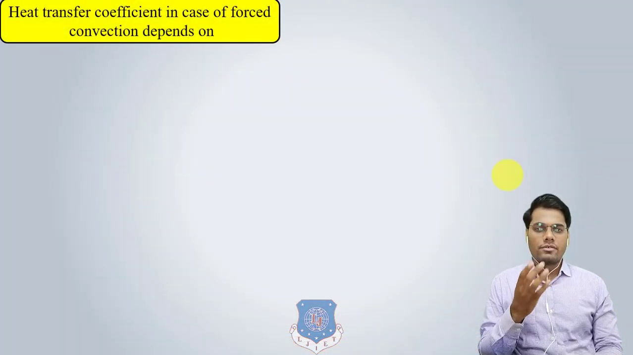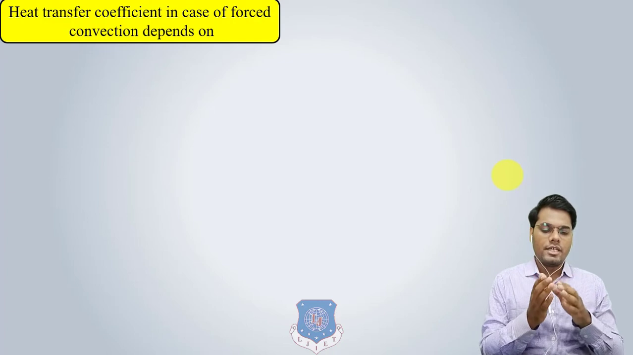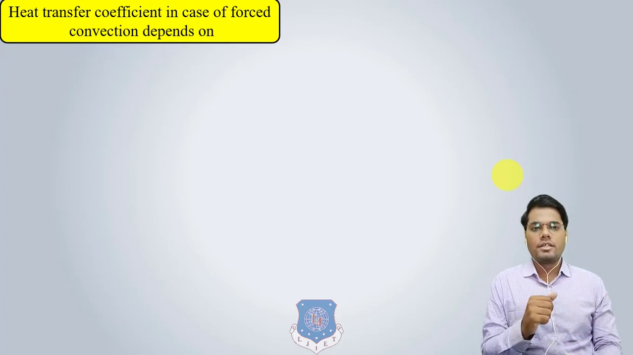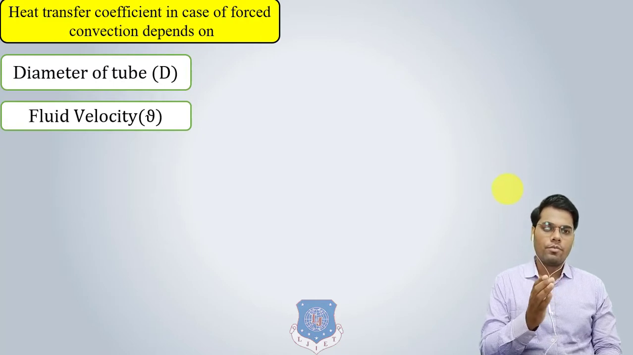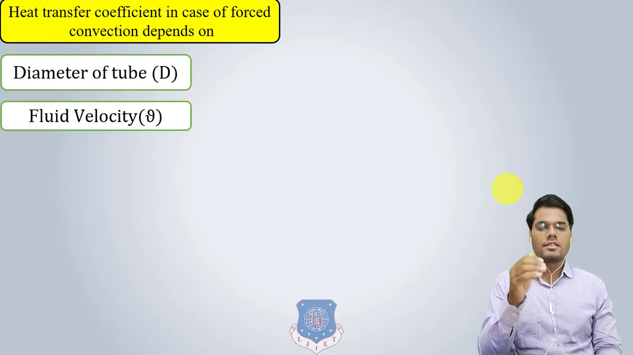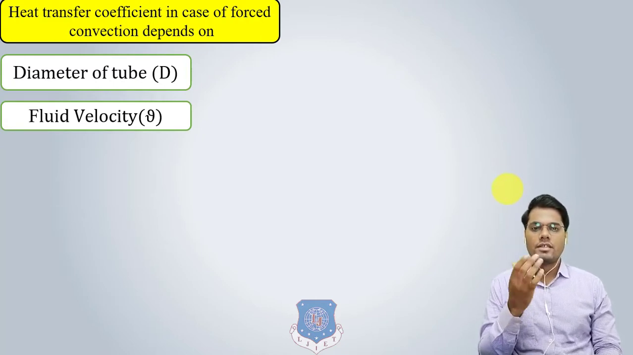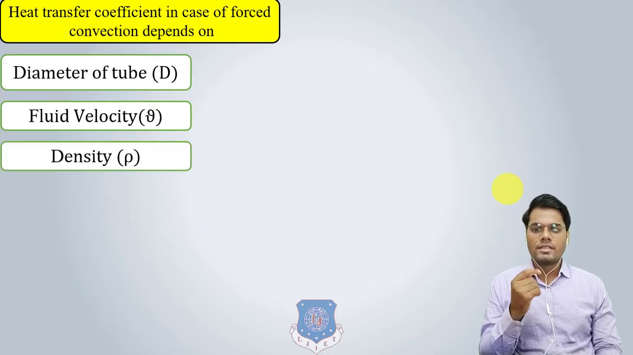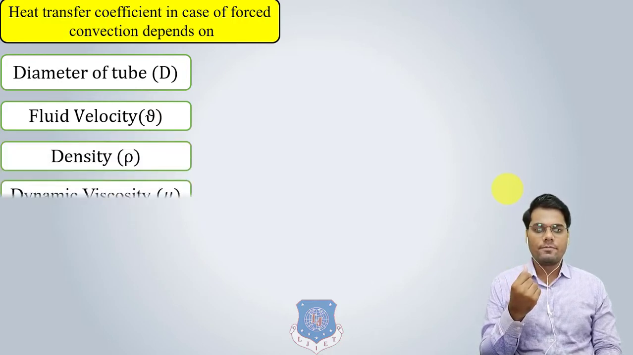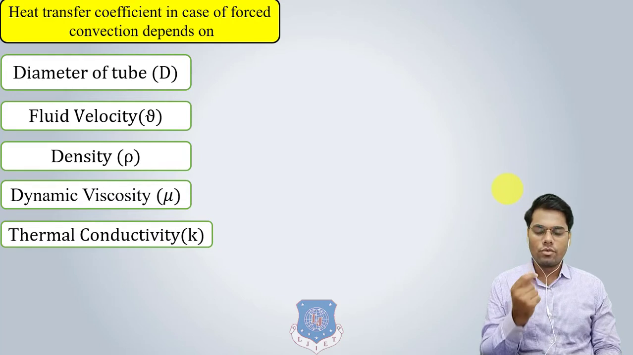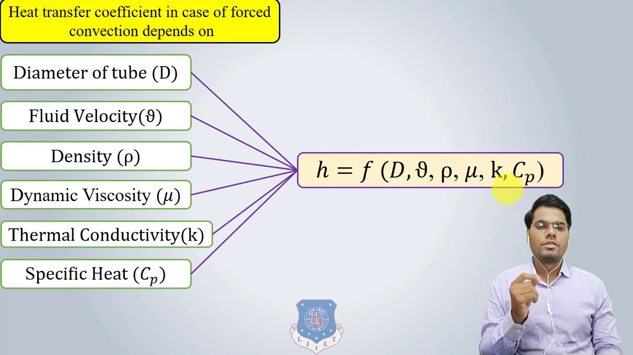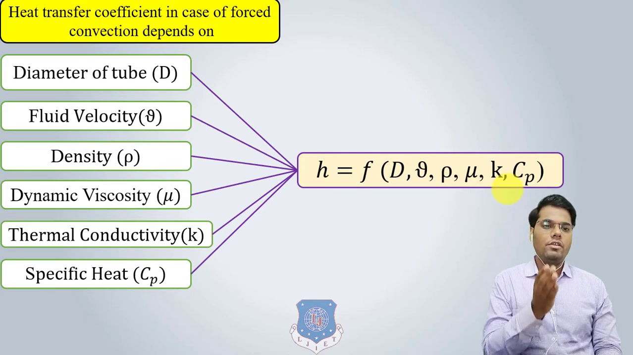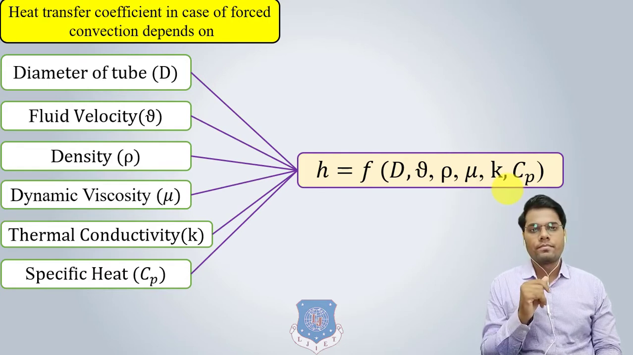In the previous lecture, we have seen that the heat transfer coefficient in the case of forced convection depends on the following variables. First is the diameter of the tube from which the fluid is flowing by some external arrangement like a pump. Second is fluid velocity. Then the density of the fluid, dynamic viscosity of the fluid, thermal conductivity of the fluid, specific heat of the fluid. So h is a function of d, v, rho, mu, k and Cp.